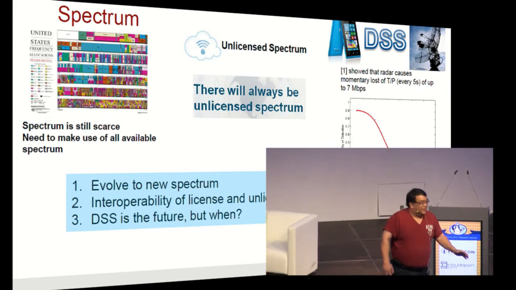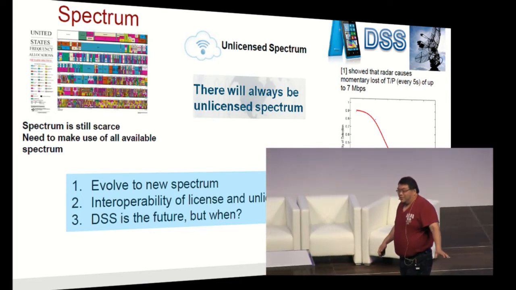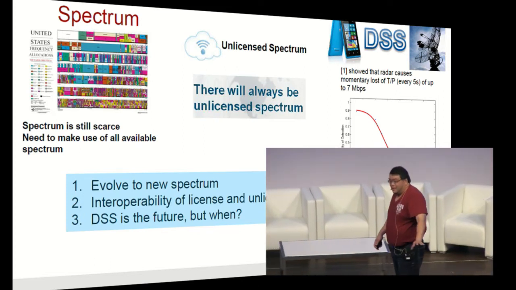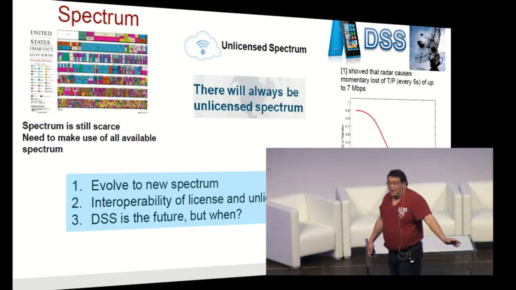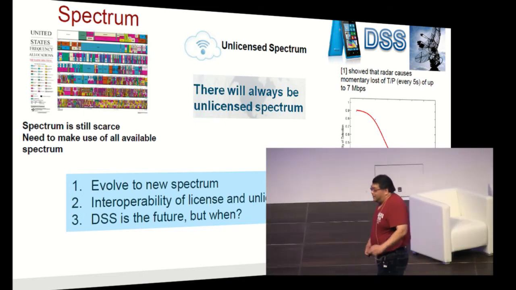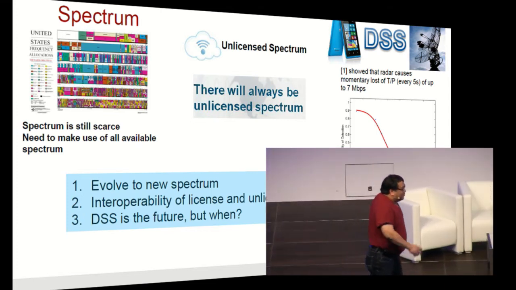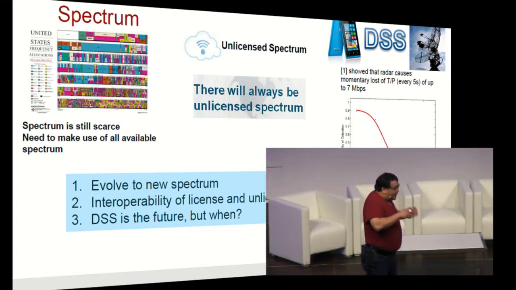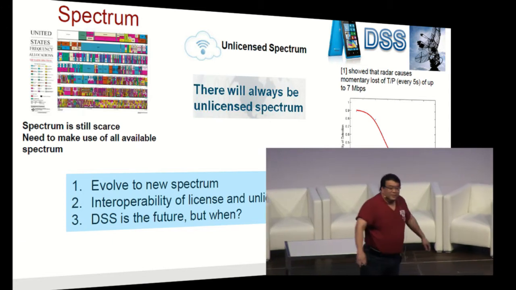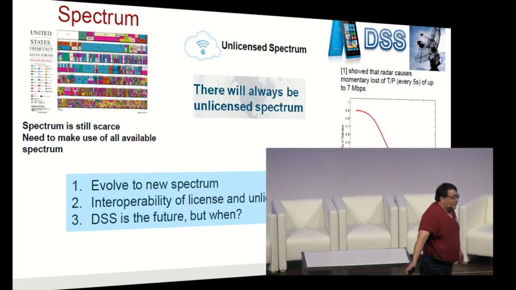And where do we find big chunks of spectrum? Big chunks of spectrum are up in the millimeter waves. So we're going to need, in the future, to take advantage of all available spectrum. That's one thing. Second thing is, we all know about Wi-Fi. We have Wi-Fi here. So Wi-Fi, or unlicensed spectrum, is always going to be with us. But we should not make it do what it's not intended to do.